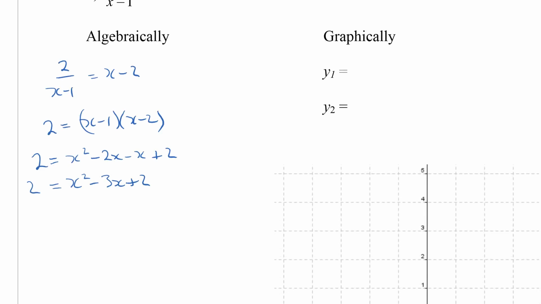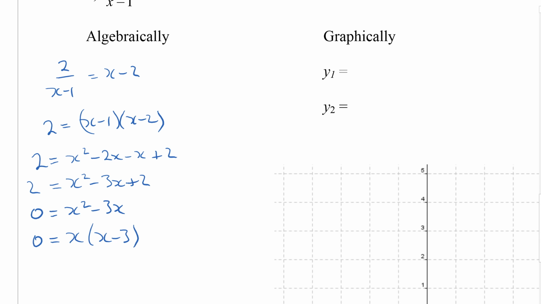Now if I were solving here, I would subtract 2 from both sides. So I will get 0 is equal to x squared minus 3x. When is that statement true? Well, it becomes even more obvious when I factor the right-hand side.